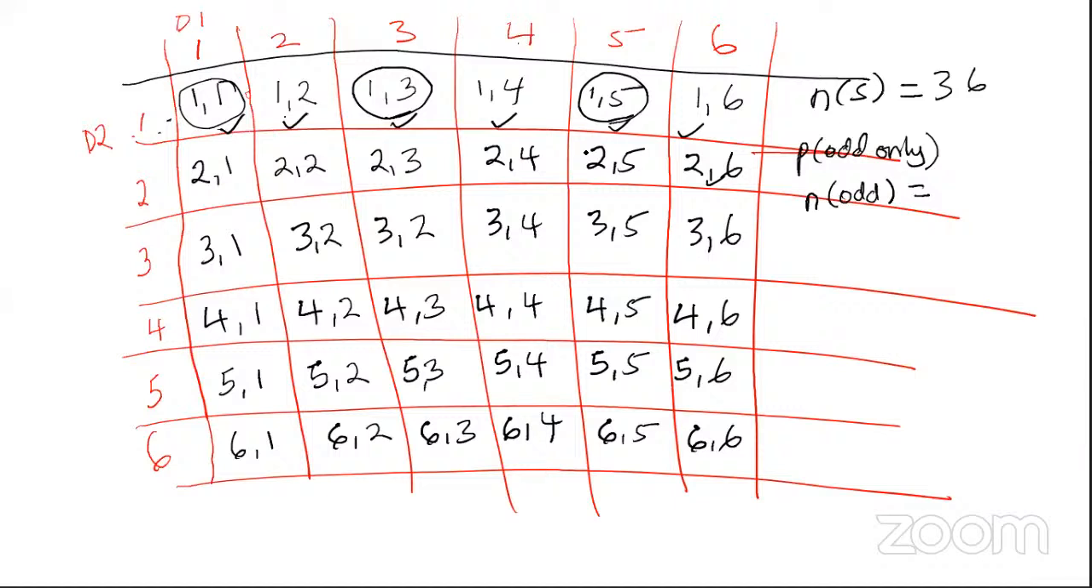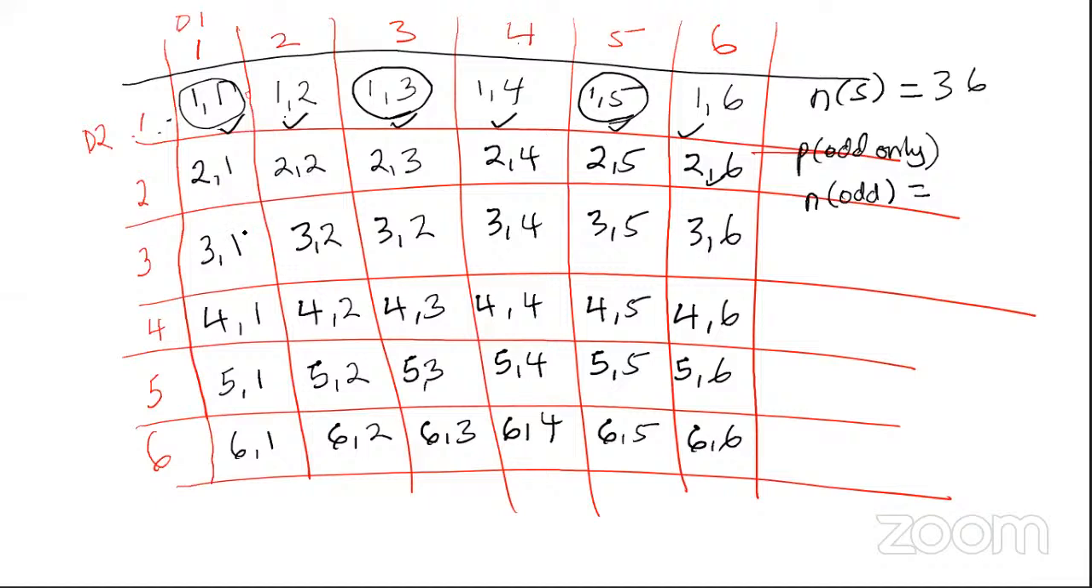Second line: 2, 1. Is 2 an odd number? We need odd numbers only. Meaning, for example, here 1, 5: 1 is an odd number, 5 is an odd number. 3, 1. So on the second line, do we see any odd number? No. We don't have any odd number.